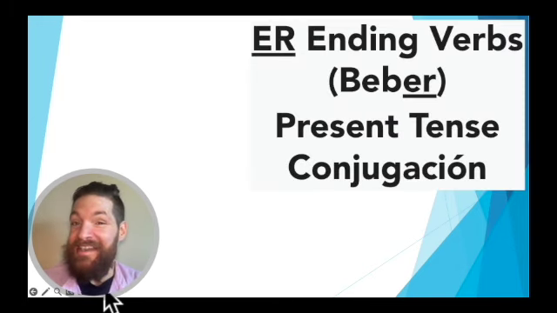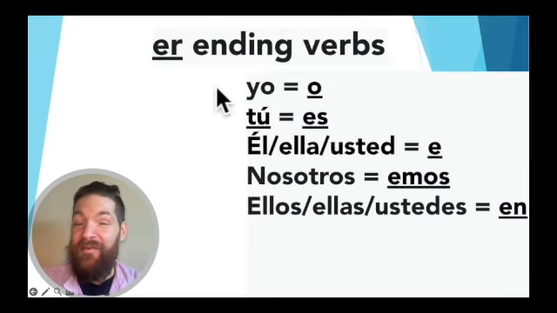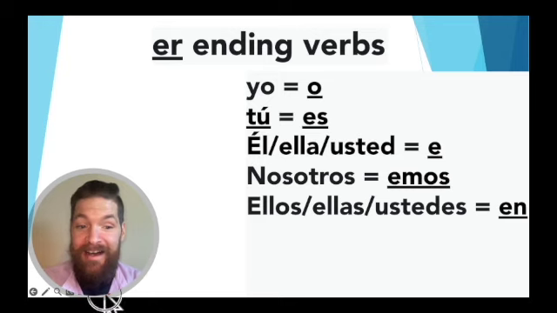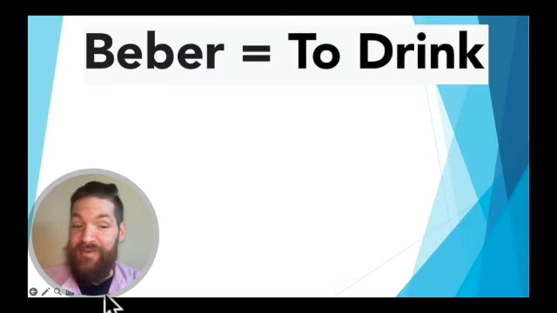Okay, now we're going to move on to ER ending verbs, as in beber, right? Present tense. These verbs are very similar to AR verbs, but there's a little bit of difference, right? So the E gets carried through all, like the A got carried through, right? So yo becomes O, tú becomes es, él, ella, usted becomes e, nosotros becomes emos, ellos, ellas, ustedes becomes en. Yeah? Awesome.